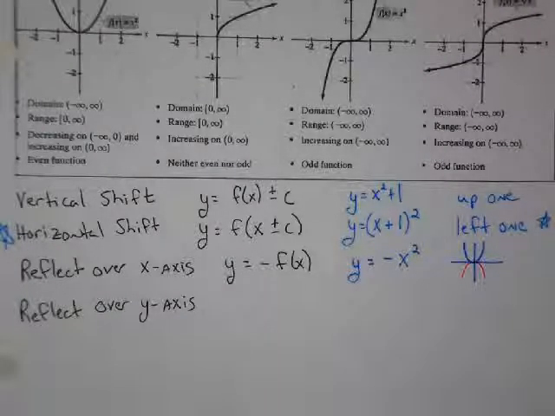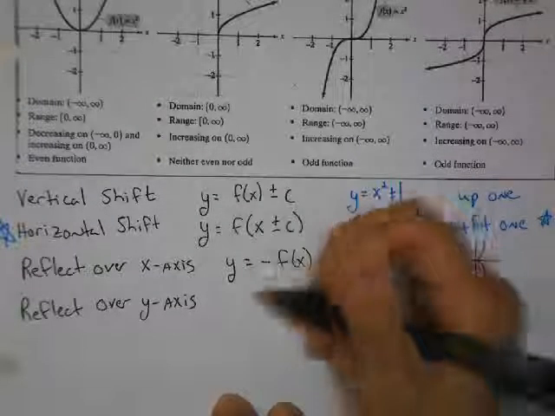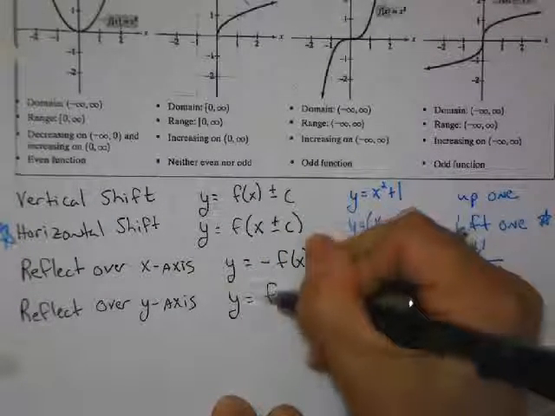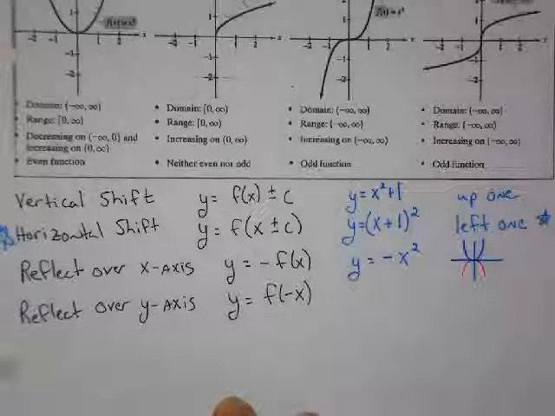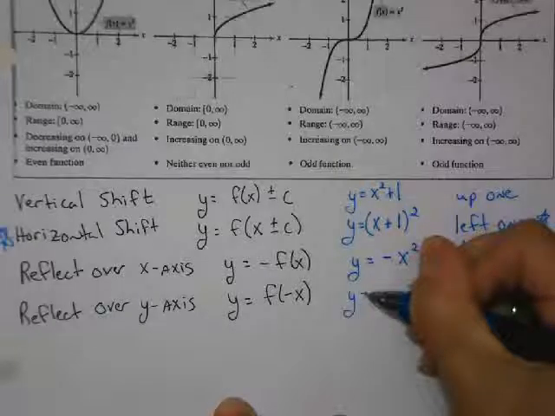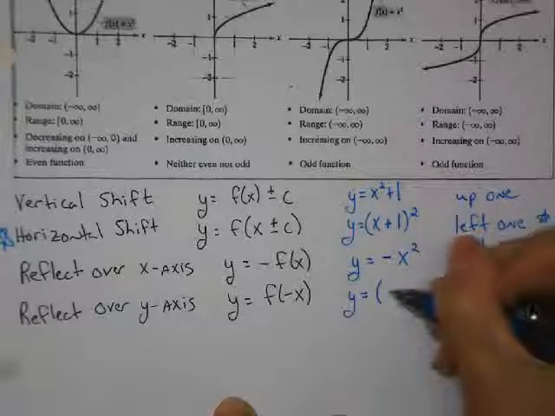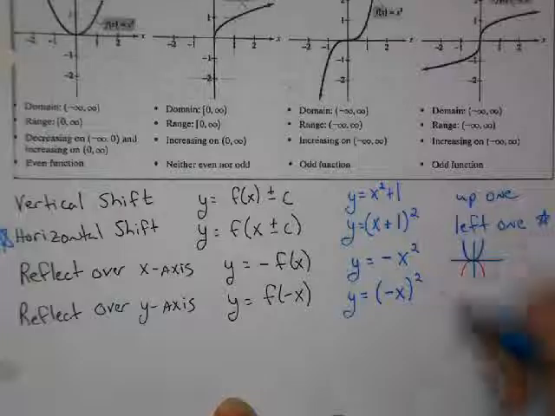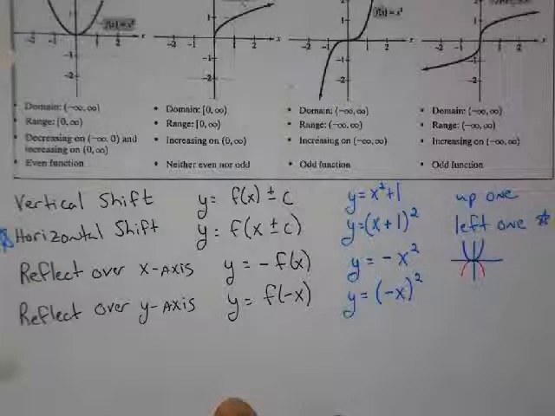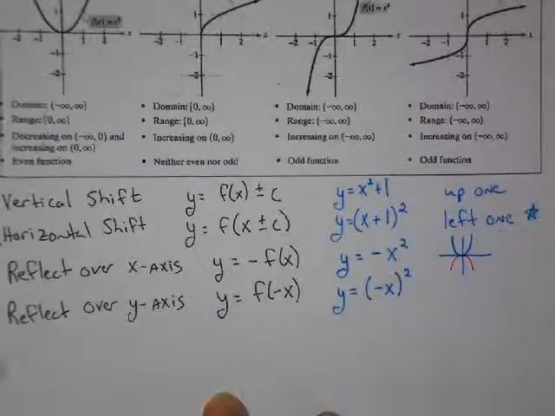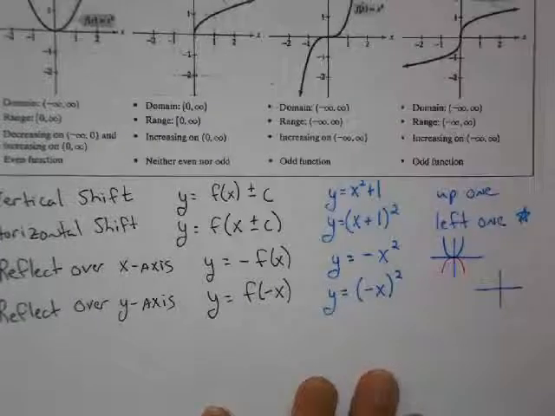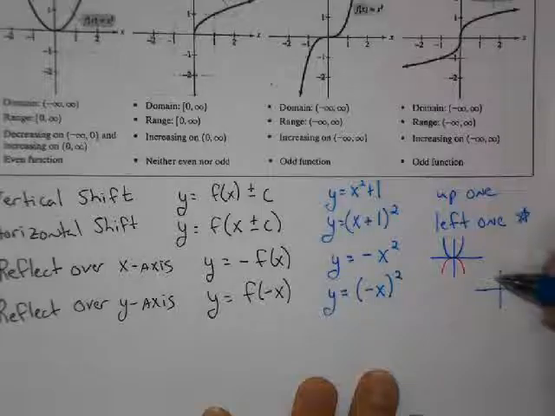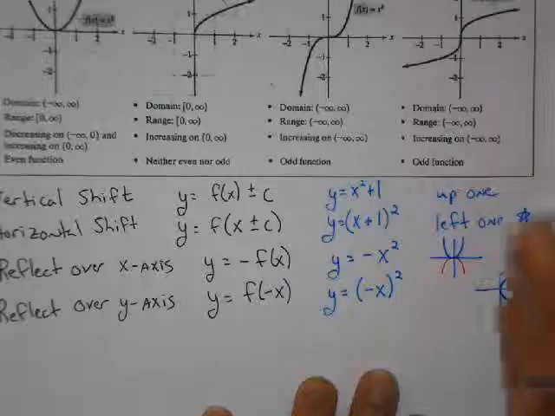Now, a reflection over the y-axis is when you have y is equal to f of negative x. Okay, so thinking back to our parent function, this time the negative is going to be contained in the function rule. Alrighty? So again, go back to your picture. I'm going to kind of push it off here to the side. Okay? If this were my parabola, then I would reflect over the y-axis.